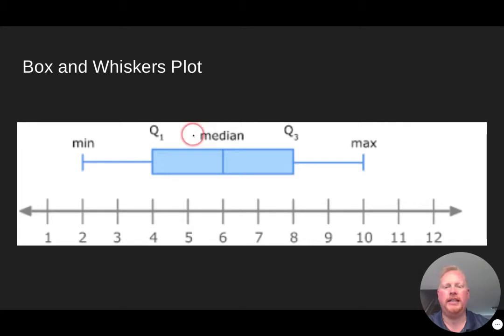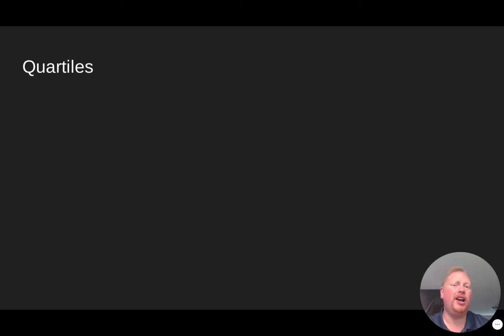What that means is if you split up all the data, 1/4 of your data is going to be on this whisker. 1/4 of your data is going to be inside this left-hand side of the box. 1/4 of your data will be inside the right-hand side of the box. And 1/4 of your data will be in the outside whisker. Okay? So let's talk about how to find the first and third quartile.